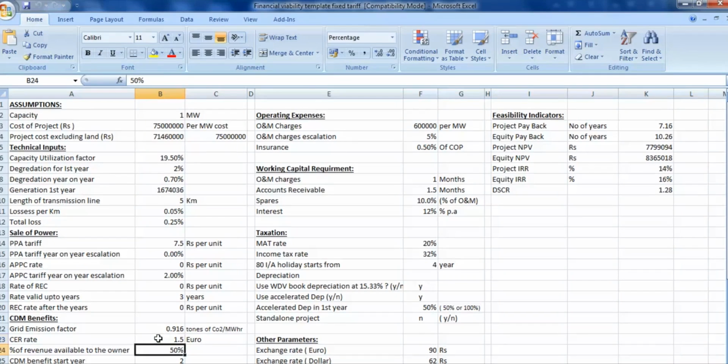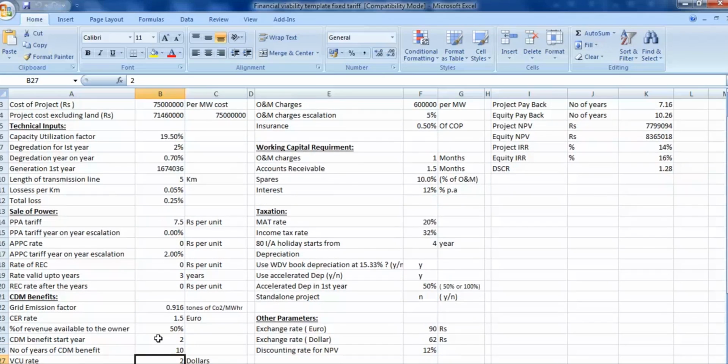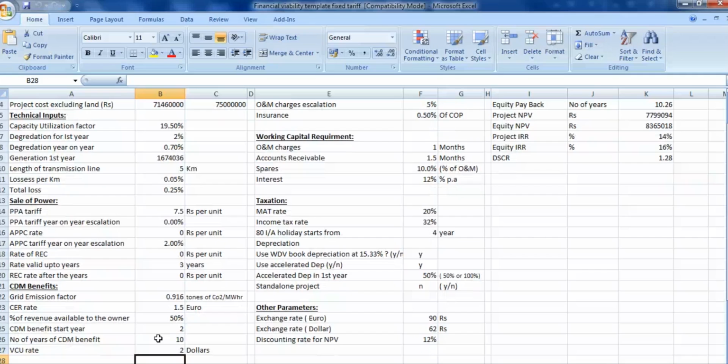A revenue sharing of 50% with the distribution company has been taken into account, and CDM benefit, carbon credit benefit, accrues from the second year onwards. Number of years of CDM benefit will be 10 years, because there are two cycles which we have considered for 10 years. VCU rates has been considered at $2 a VCU.